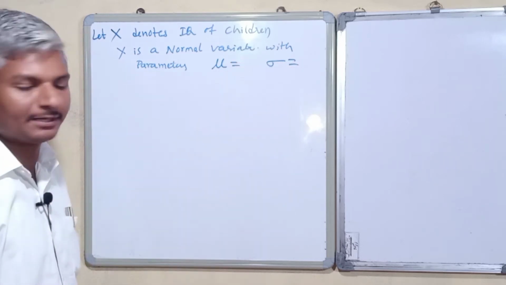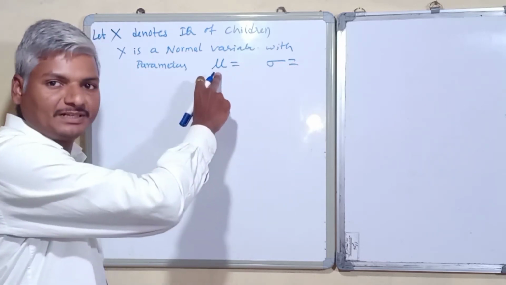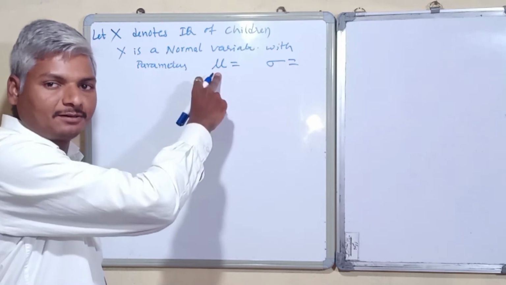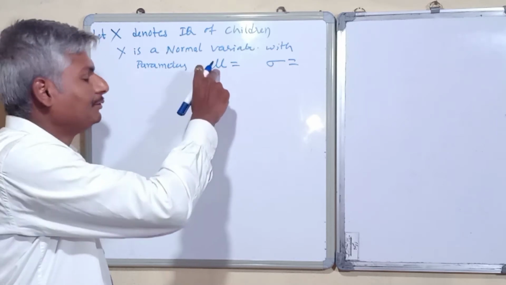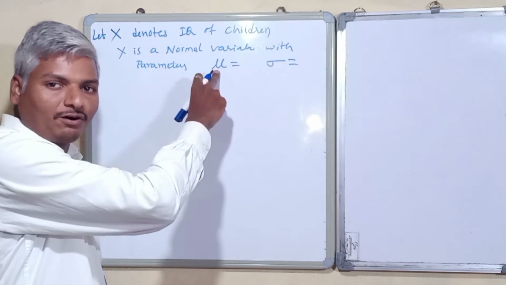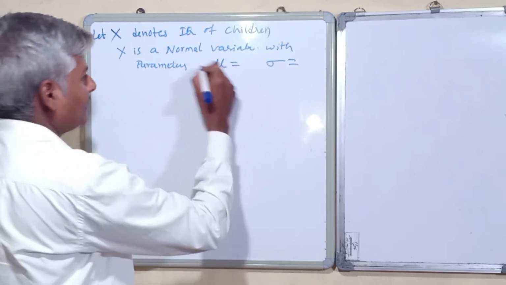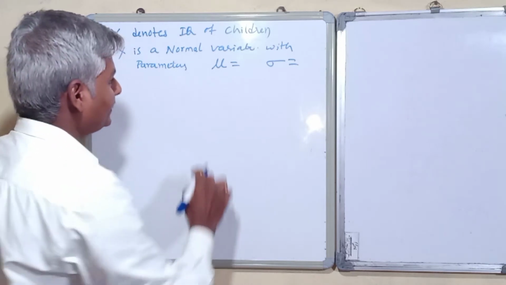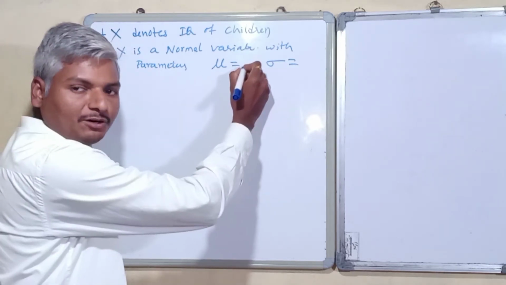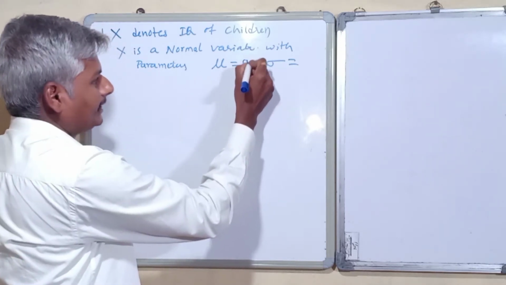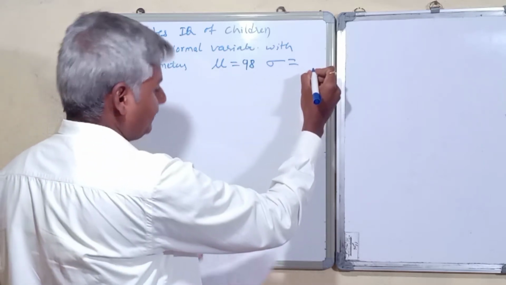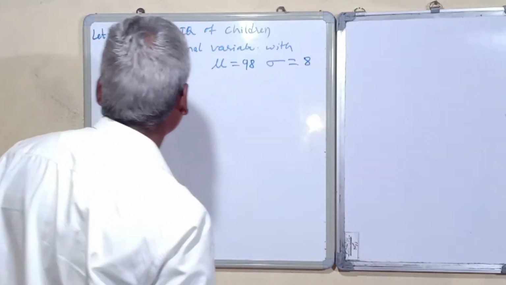Here we consider mu, that is the average or mean. Mu is the mean or average of the normal distribution. So in this problem, they mentioned that the average IQ of children is 98 and the standard deviation is 8.